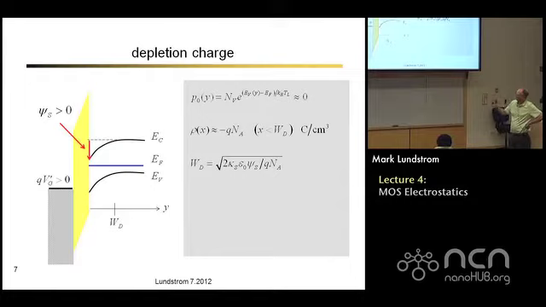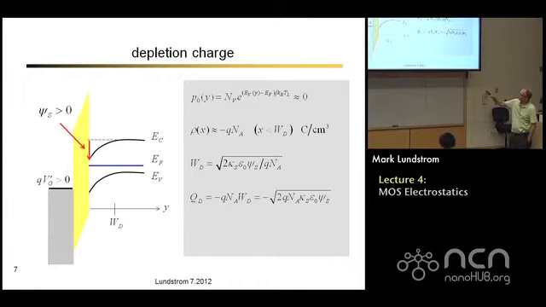And classic electrostatic depletion layer theory, we can calculate the width of that region that's depleted. It goes as the square root of the potential at the surface and 1 over the square root of the doping density. Those are things we learned from basic semiconductor physics.